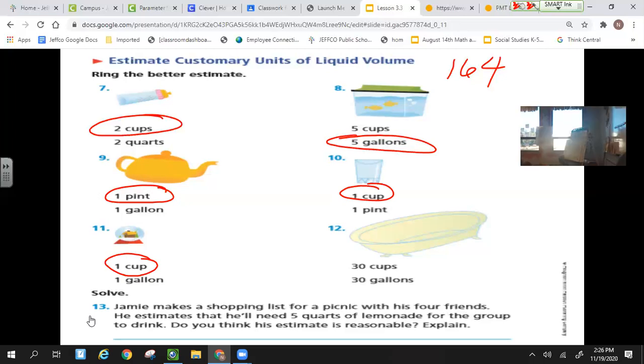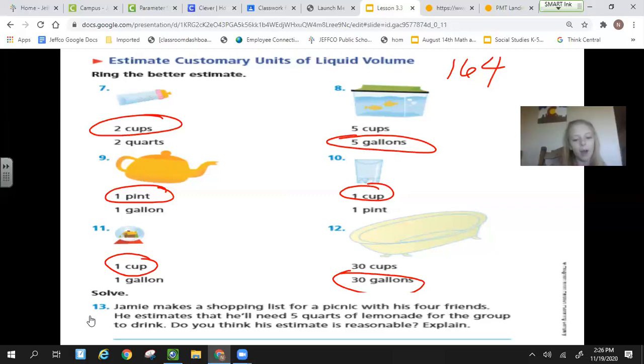Very good. Haley Callender, 30 cups or 30 gallons for the bathtub? Gallons. 30 gallons. How do you know? Because the bathtub is bigger. It's big, not like 30 cups big.